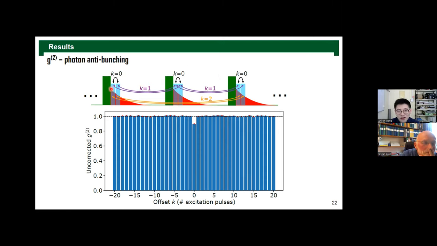If the spin emits a photon and the photon arrives in the first bin, it will not emit again. So in the second bin, we expect zero, and vice versa. So if we take the correlation within one sequence between the first and second bin, we expect the correlation to equal zero. But here we see it's not zero, it's 0.9, because of the dark counts. Those events are independent; they arrive all the time.